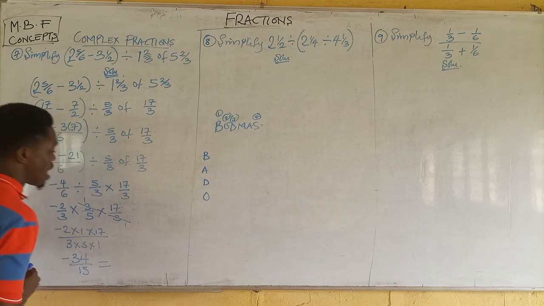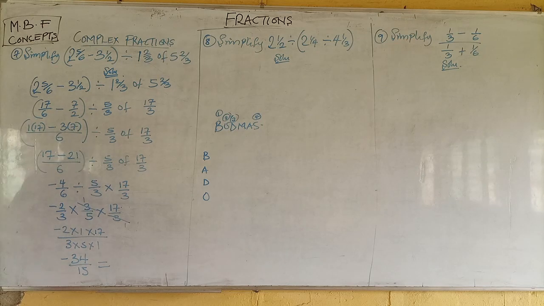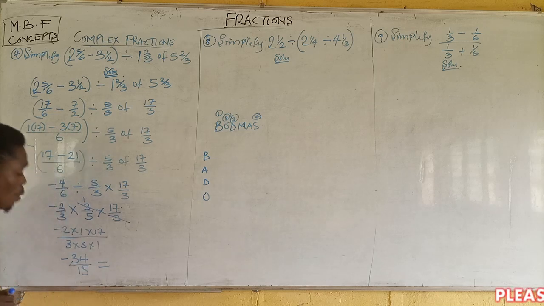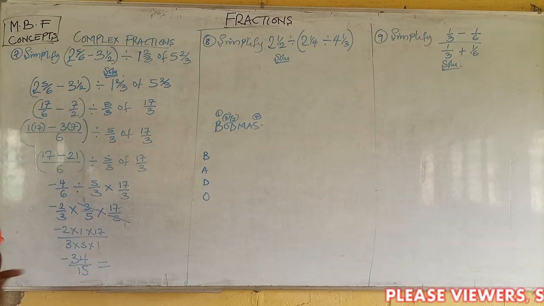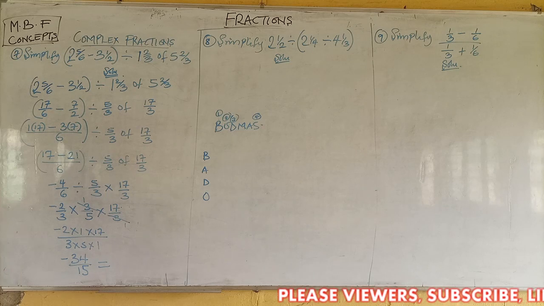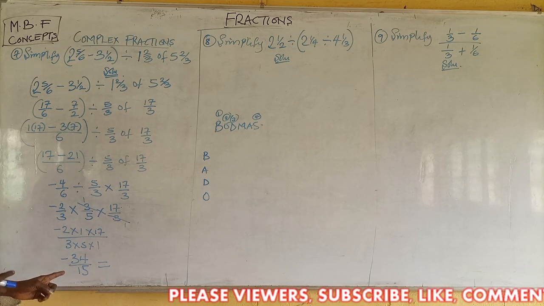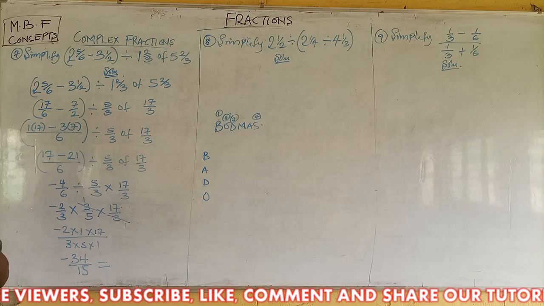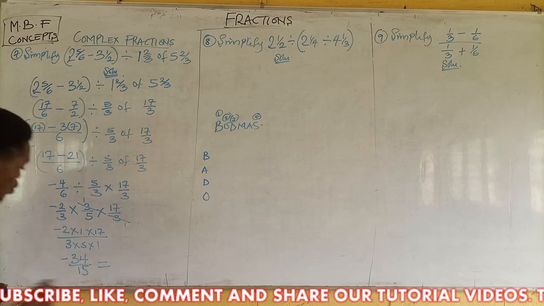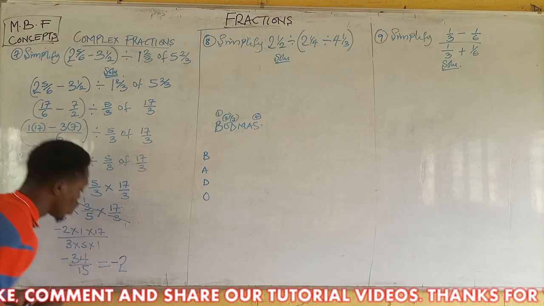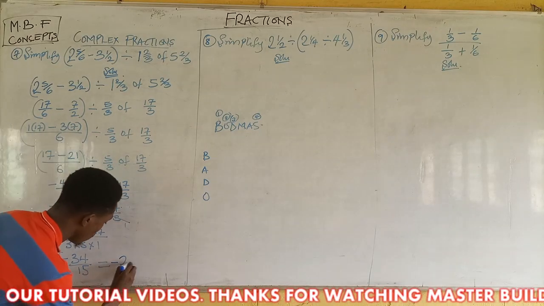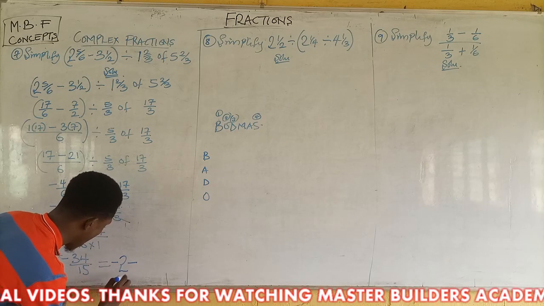And guys, we cannot leave our answer like this because the numerator is bigger than the denominator. And secondly, we need to know whether there is a common factor between 34 and 30. So what do we do? We now find the number of times 15 can go into 34. The number of times 15 can go into 34 is 2. 2 times 15 is 30. Alright, so we now have minus 2 as the whole number. Then when we remove 30 from 34, we are going to have 4.